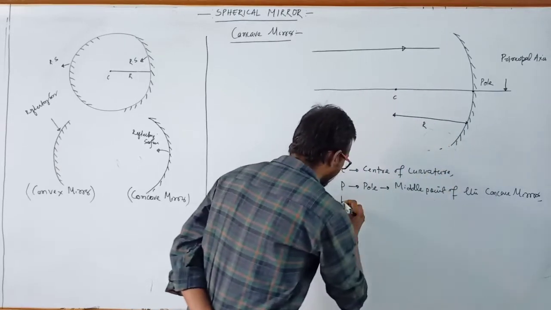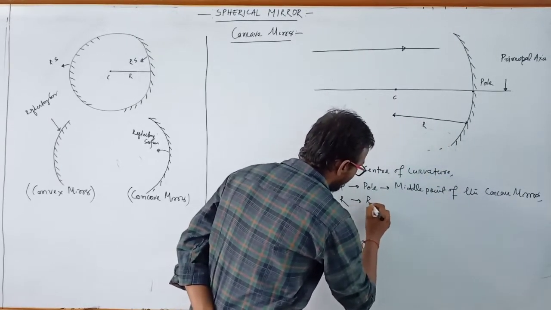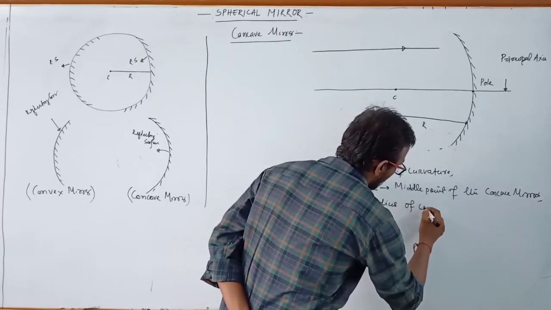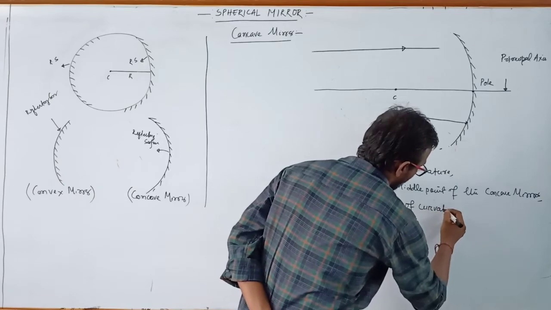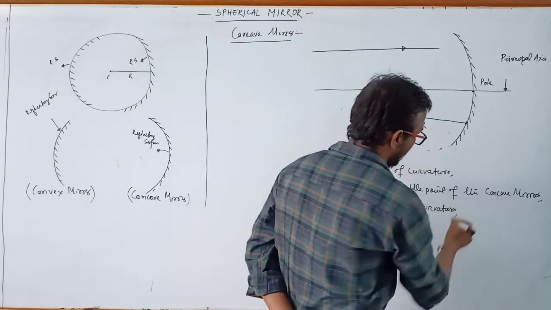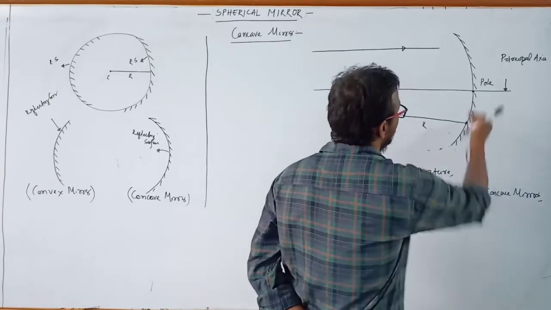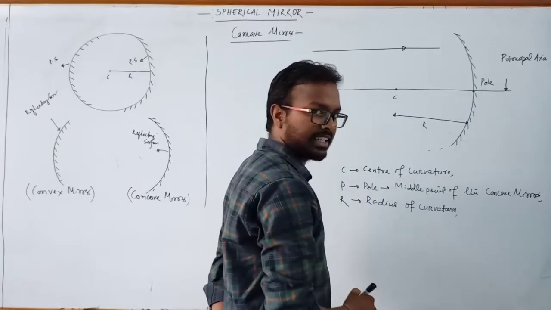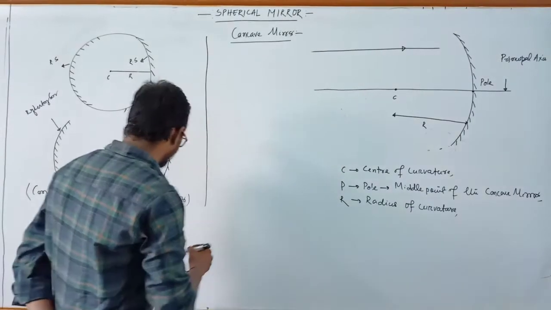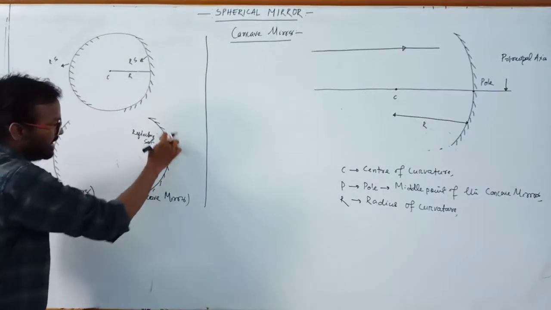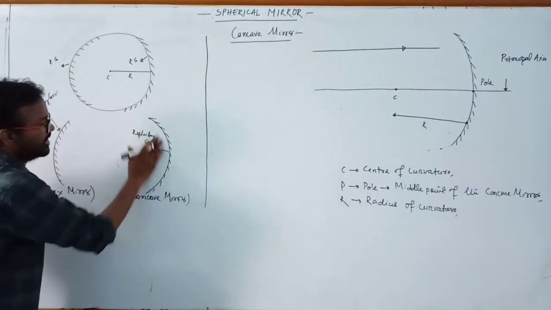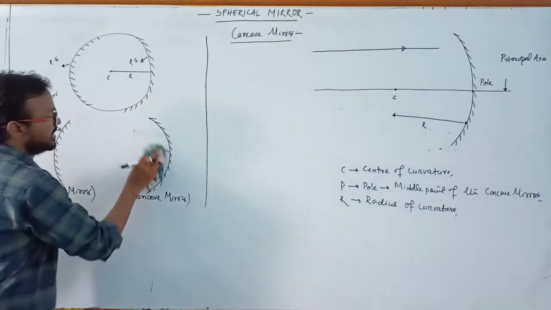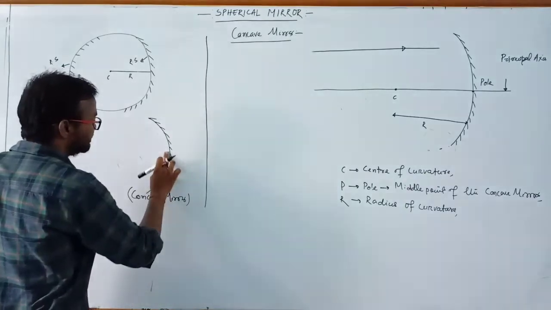Or here we can write, what is R? R is the radius of curvature, and it is measured as the distance from the pole to the center of curvature. Clear? If this is a plane mirror, and this is a spherical mirror, a concave mirror, this surface is the reflecting surface.